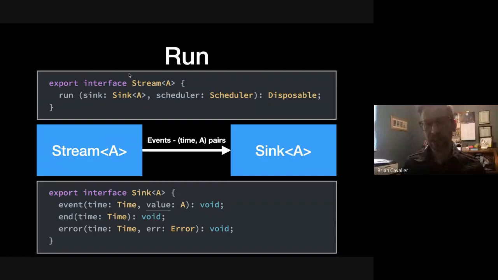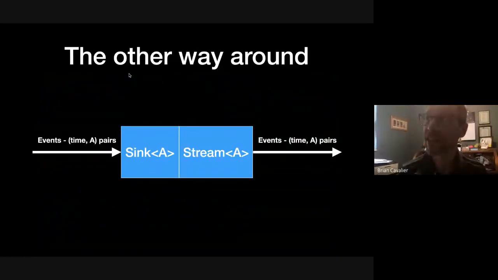But it turns out that if you do it the other way around, things get a whole lot more interesting. If you smash a sink together with a stream in this configuration, where you have events coming into a sink, and then on the other end, you have it producing events, you can do a lot. In this case, this is kind of like the identity function, right? For a sequence of event time value pairs. It's not transforming them in any way, it's just letting them pass through.